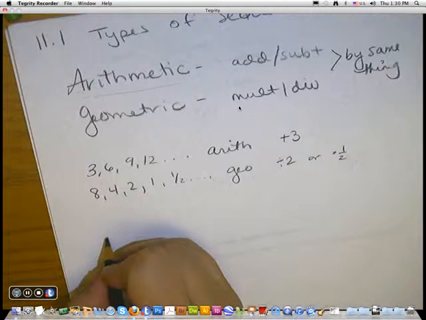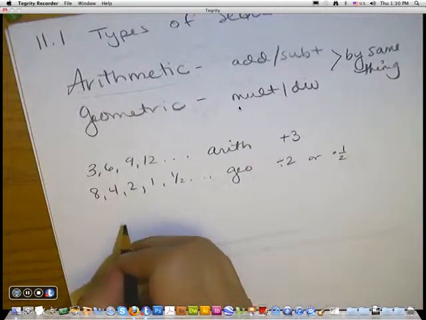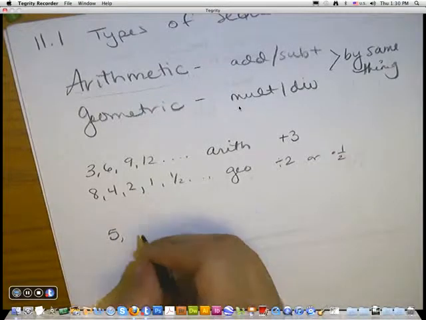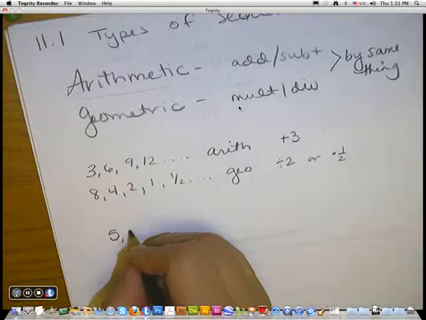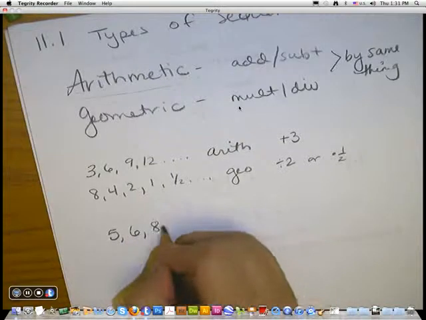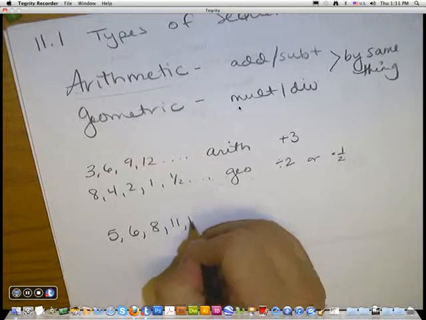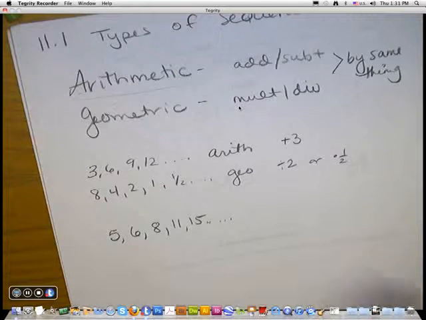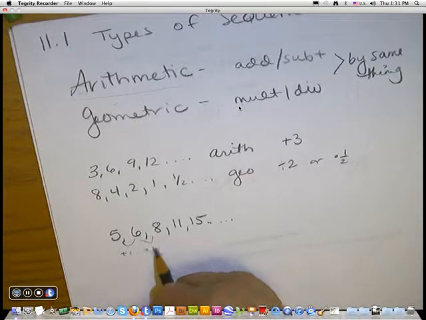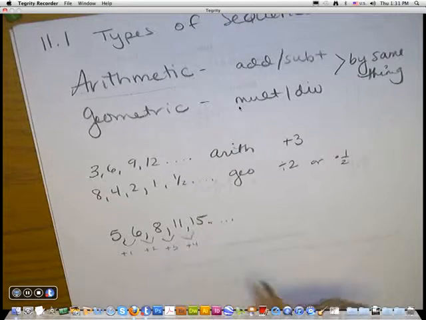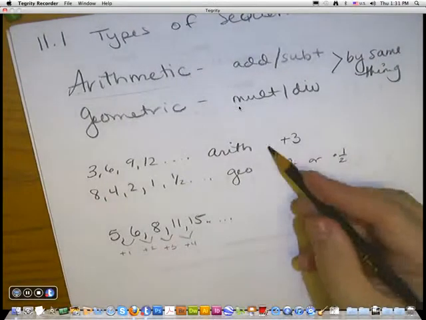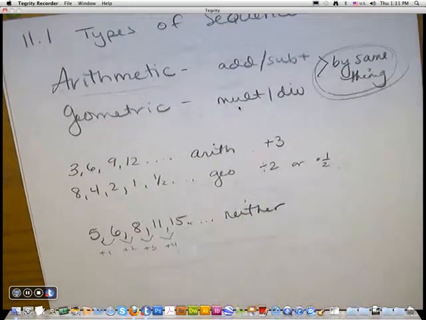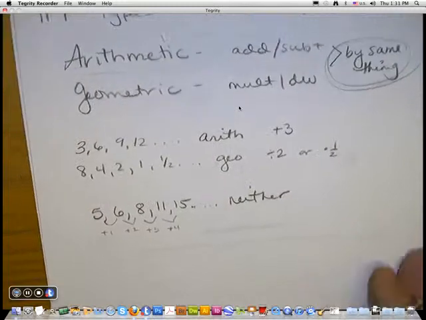But if I said, let's go 5, 6, 8, 11, 15, and so on. Well, you'd go, okay, it's a pattern, and it's always adding. It adds by 1, and then it adds by 2, and then it adds by 3, and then it adds by 4. So it's definitely a pattern, and it's definitely adding, but it's not by the same thing. So therefore, you would say this is neither. It's not arithmetic, and it's not geometric.